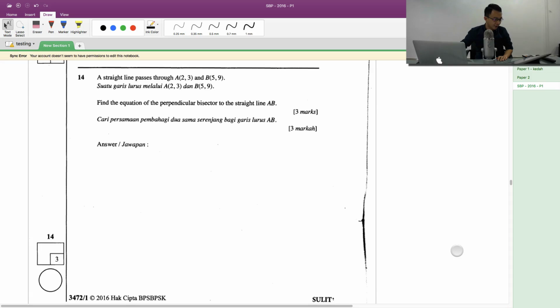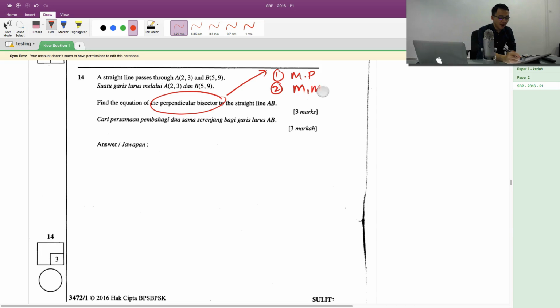Okay, for question number 14, a straight line passes through AB. So find the equation of the perpendicular bisector of AB. Whenever you see perpendicular bisector, as I say many times, you need two pieces of information. First, you will need the midpoint. Second, you will need the perpendicular gradient, meaning m1 times m2 equals -1. This is just to help you find the perpendicular gradient.